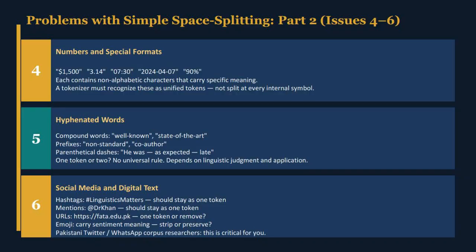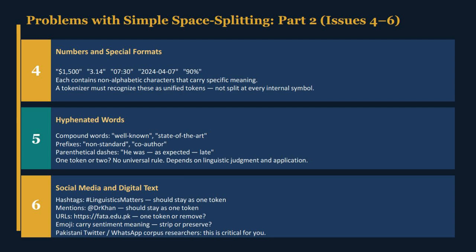The fourth problem is numbers and special formats. Numeric expressions like 3.4, 5,000, dates and percentages all contain non-alphabetic characters that carry separate meanings. A tokenizer needs to recognize these as unified tokens rather than splitting them at every punctuation mark. The fifth problem is hyphenated words. English uses hyphens in compound words like well-known, and in prefixes like non-standard. Whether a hyphenated expression should be one token or two depends on linguistic judgment and application needs.